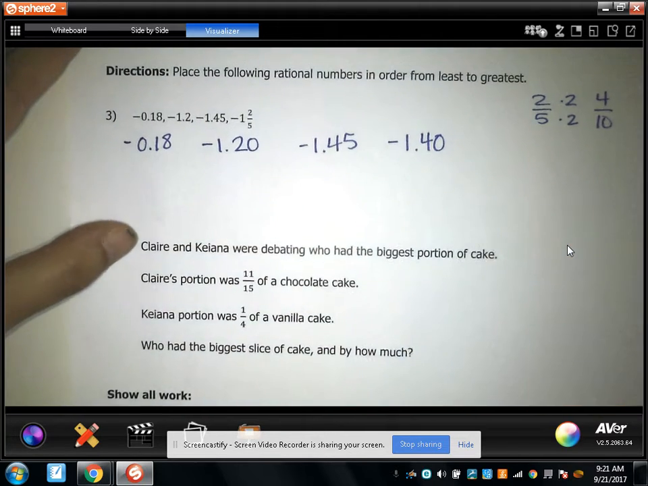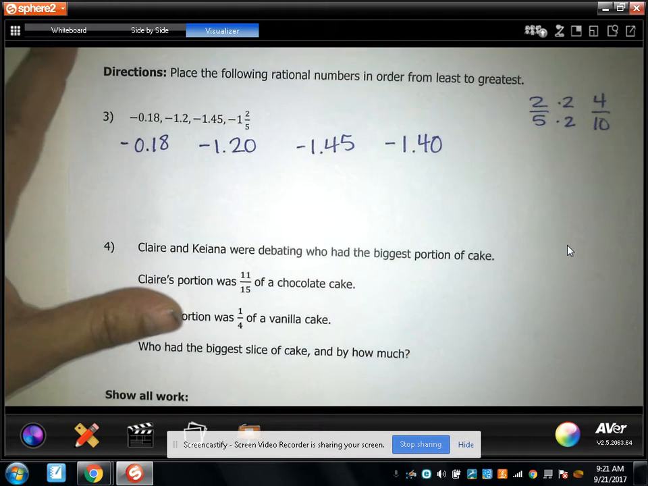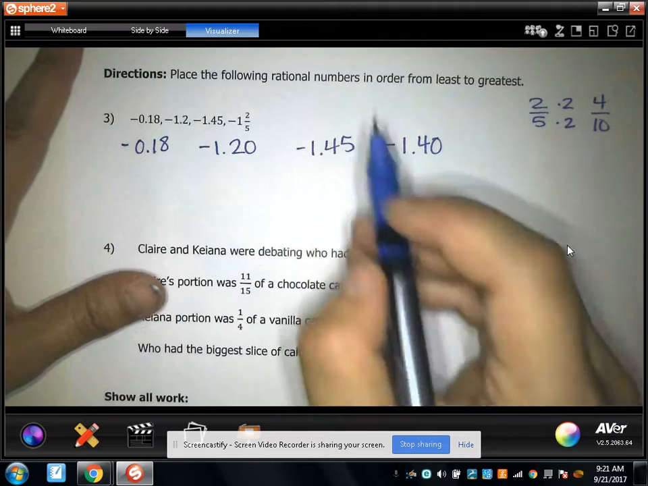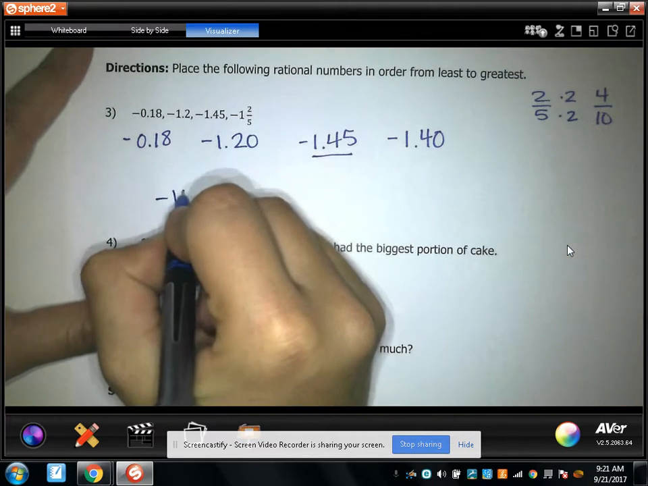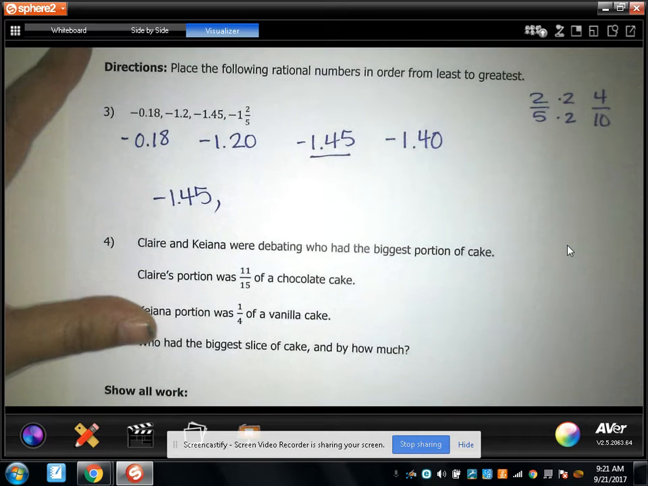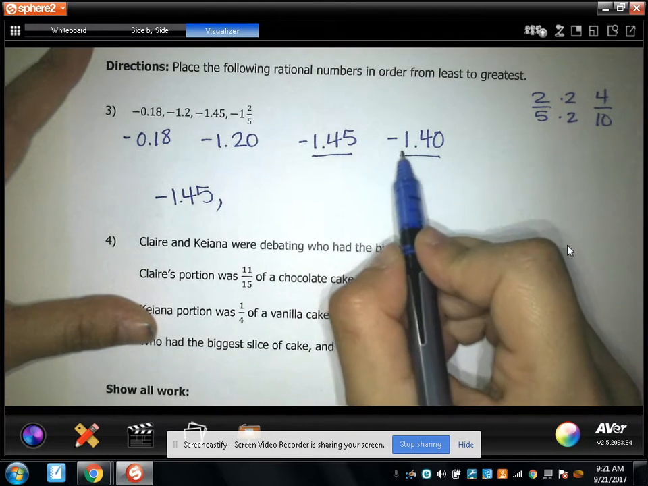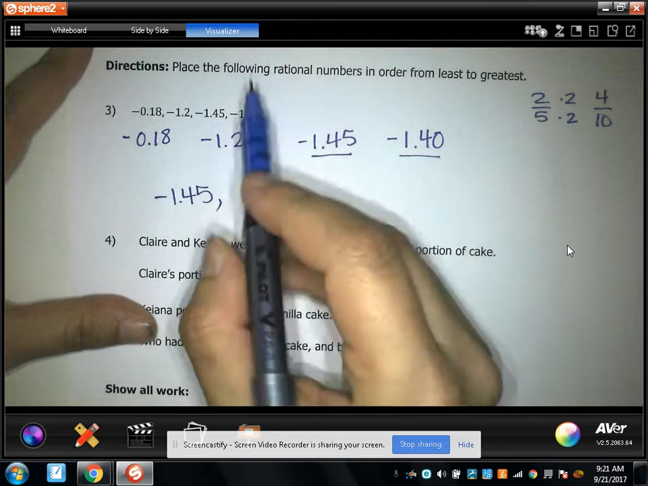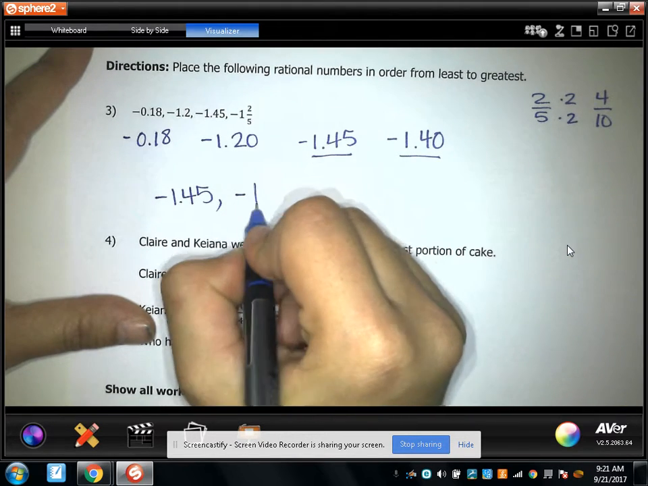40 cents. So which one is the worst option? Which one would you have the least amount of money? This one, because you owe so much money. So this is the first one that I'd write down. That's the least amount of money. Then this would be next. But I don't write down 1.40. I write down my original negative fraction, so negative 1 2/5.